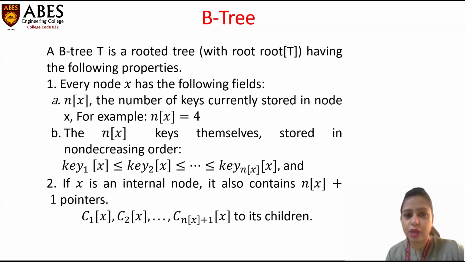Suppose we have 4 numbers, 1, 3, 4, and 5. So we have 5 pointers: numbers that are less than 1, numbers that are between 1 to 3, numbers that are between 3 to 4, numbers that are between 4 to 5, and numbers that are greater than 5. So these are the pointers which can be used to store the particular values, or it can be written as c1 of x, c2 of x up to c n of x plus 1 of x, to its children.